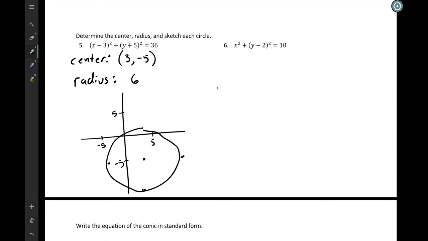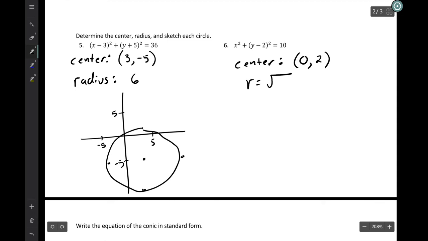All right, the next one here, the center is at 0, comma 2. And my radius is equal to the square root of 10. Now, note how radiuses don't need to be a whole number. As a matter of fact, there's infinitely more radiuses with non-whole number values than there are with whole number values.